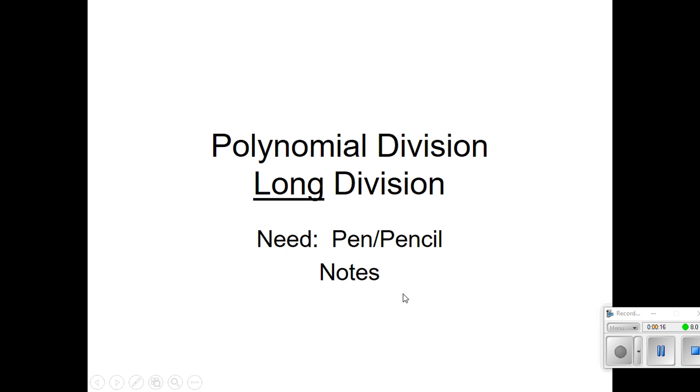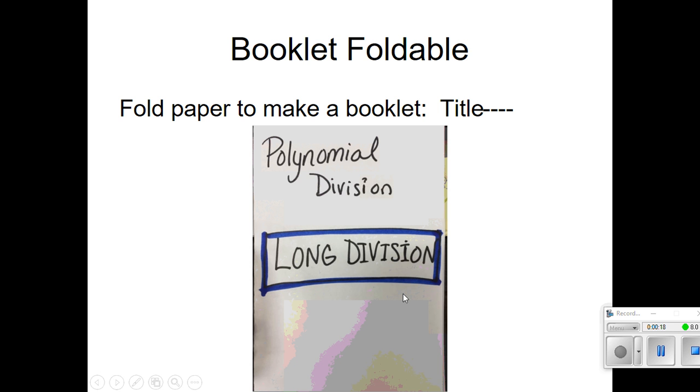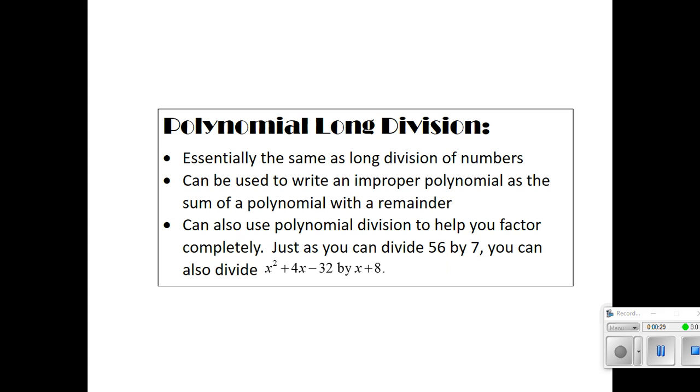All right, so if you fold your booklet over, I want you to put the title Polynomial Division, and then underneath of it write long division, because like I said, there's two types, and I'm going to teach you the second type tomorrow.